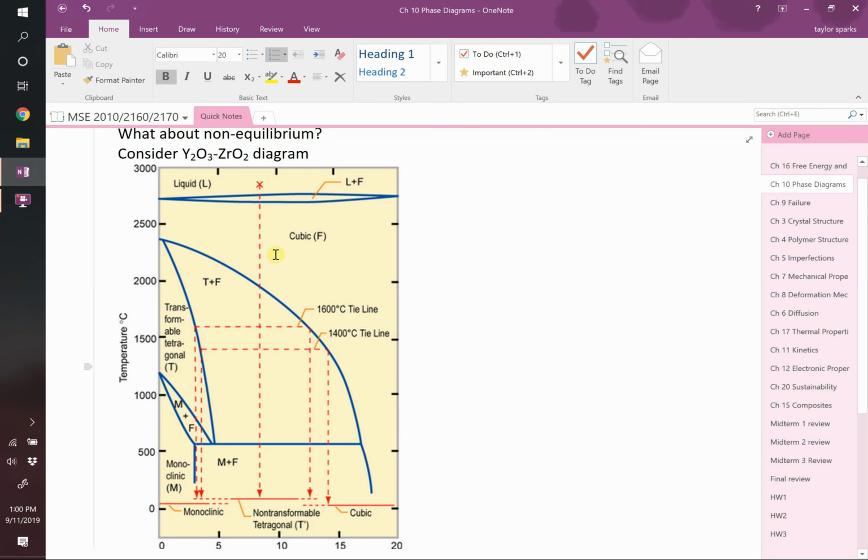It's T plus F. So you've got the tetragonal phase and the cubic, which is called the fluorite phase, which we'll learn about fluorites in a few chapters, right? But the point is, this is a two-phase mixture. You should have two different phases both existing. And when you cool it down, there is a special reaction. What reaction happens along this line? What reaction is that?